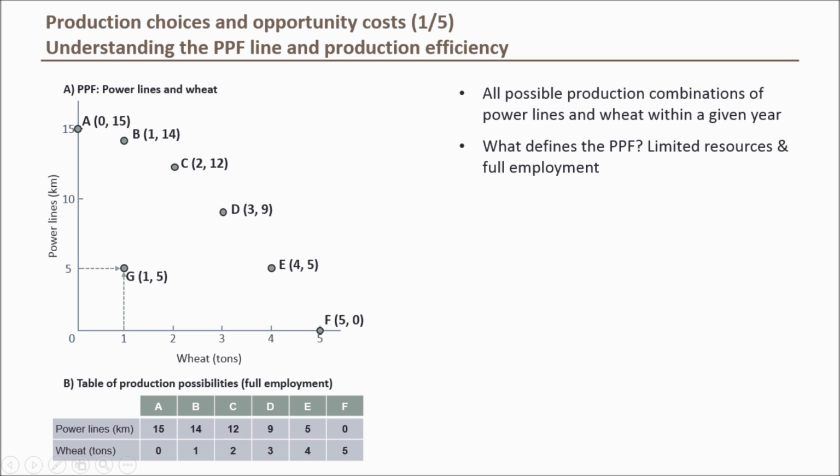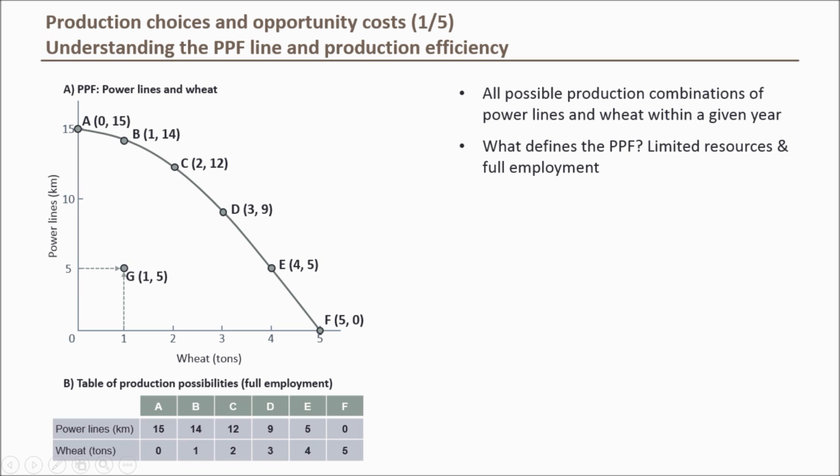Because these are only some allocations, we need to represent all possible allocations where all resources are being used, or in other words, full employment. To do this, we simply need to connect all the points from A to F and draw our PPF. As you can now see, we have drawn the PPF curve. Although we have highlighted points A to F, all the points on the curve represent possible production allocations at full employment. So between point C and point D, there could be hundreds of other allocations. One allocation might be 2.5 tons of wheat and 10 kilometers of power lines, for example.